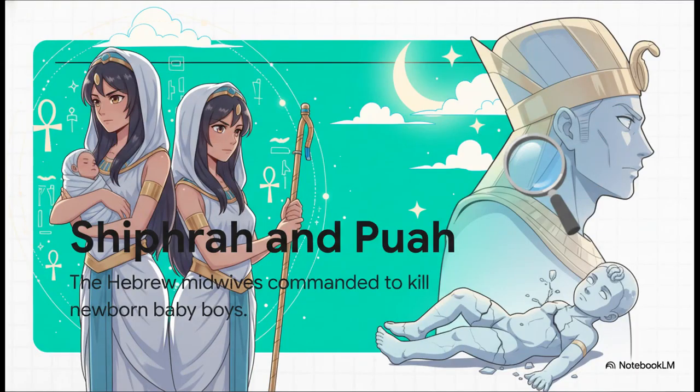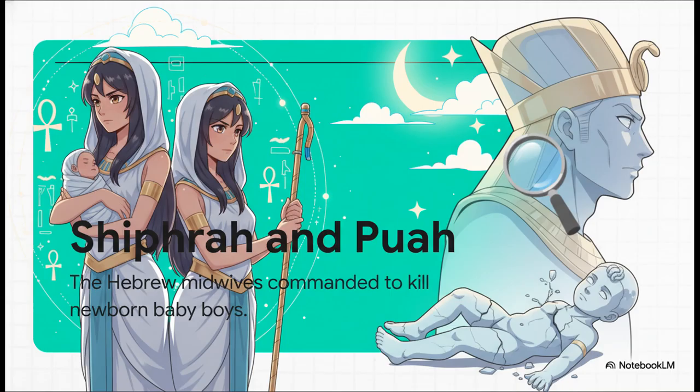When forced labor doesn't stop the population growth, Pharaoh resorts to something much, much darker. He issues a horrifying command directly to the Hebrew midwives: kill all the newborn boys right there on the delivery stool. But I want you to notice this amazing little historical detail. The massive, all-powerful Pharaoh doesn't even get a name in the text.